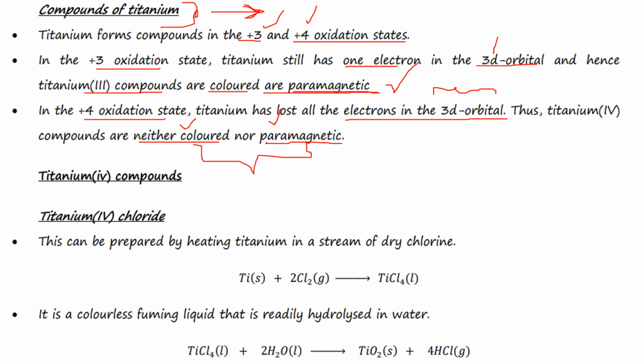Now let's look at the formation of titanium 4 compounds. Now we are going to look at the formation or chemistry behind titanium 4 chloride. And I'm going to say that this can be prepared by heating. A condition must be there. The condition here is heating titanium in dry chlorine gas. The condition on chlorine is going to be that it's supposed to be dry. So writing the balanced equation, titanium reacts with chlorine to form titanium 4 chloride.